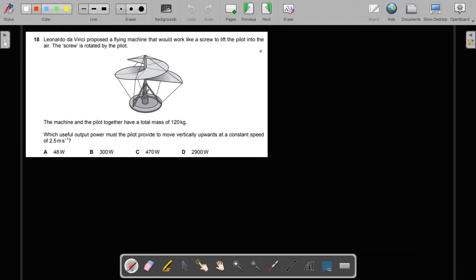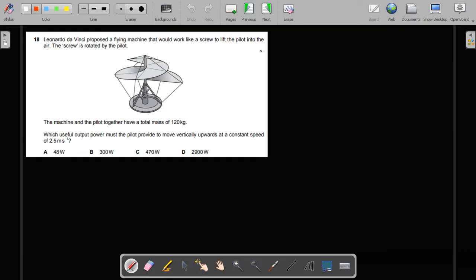Question 18. Leonardo da Vinci proposed a flying machine that would work like a screw to lift the pilot into the air. The screw is rotated by the pilot. Which useful power must the pilot provide to move vertically upwards at a constant speed of 2.5 meters per second?